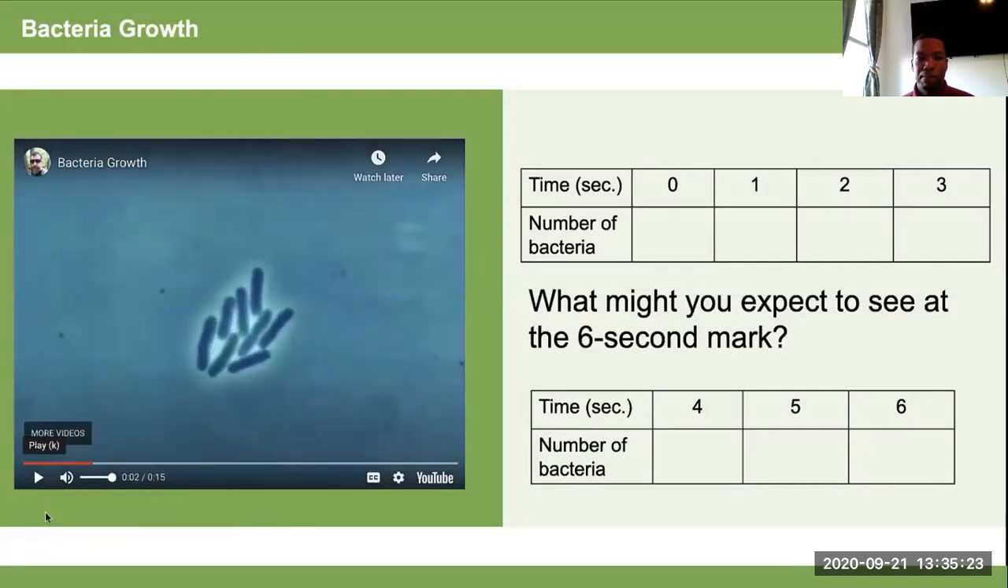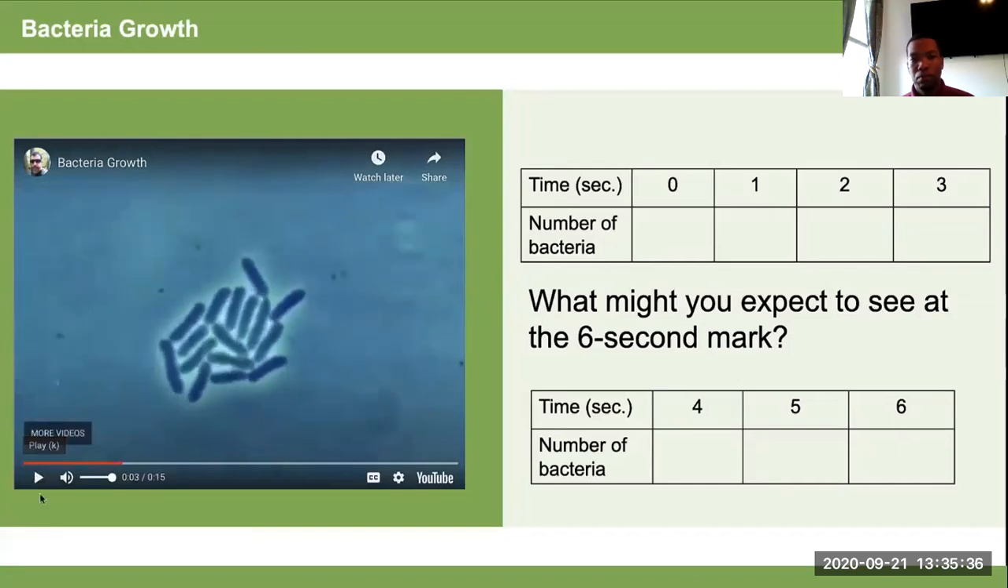So now it's 2 seconds. How many bacteria are on the Petri dish? There are 8 bacteria on the Petri dish. Now at 3 seconds, how many bacteria are on the Petri dish? You guys should probably keep track of these numbers. There are 16 bacteria on the Petri dish at 3 seconds. Now let's record what we just noticed.